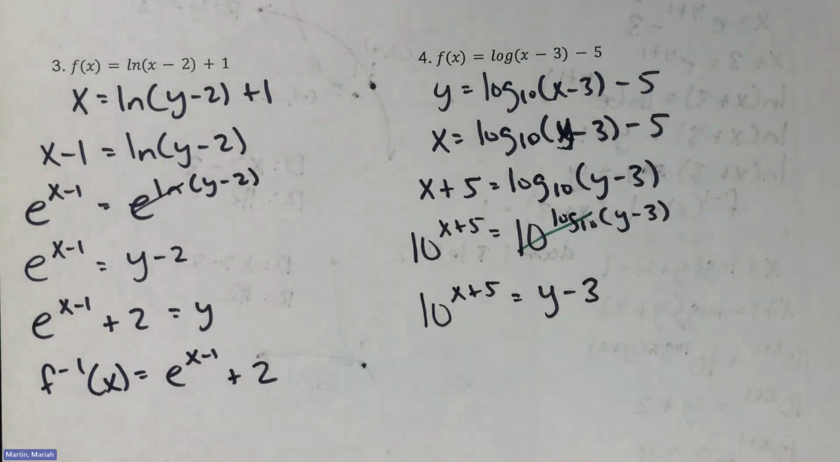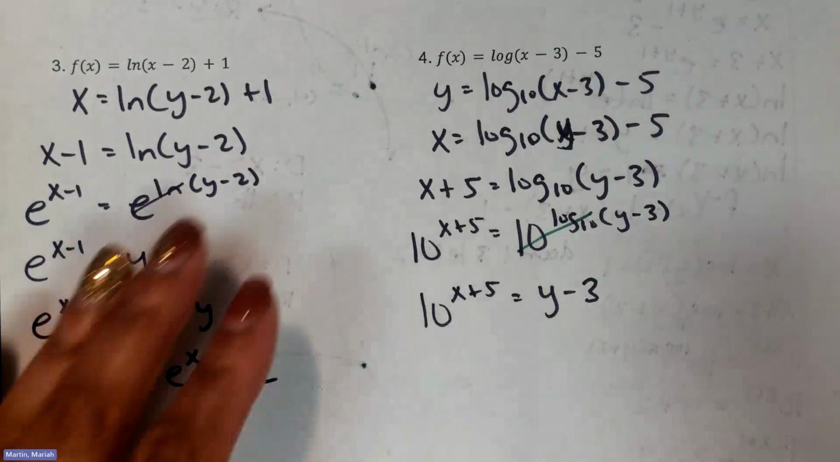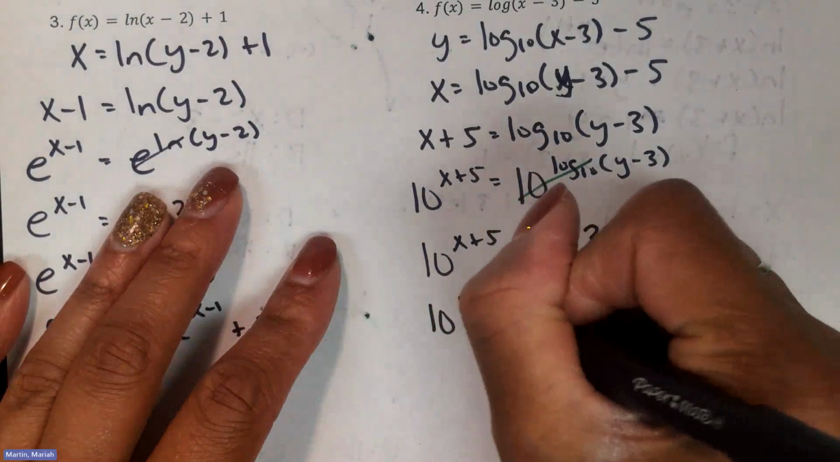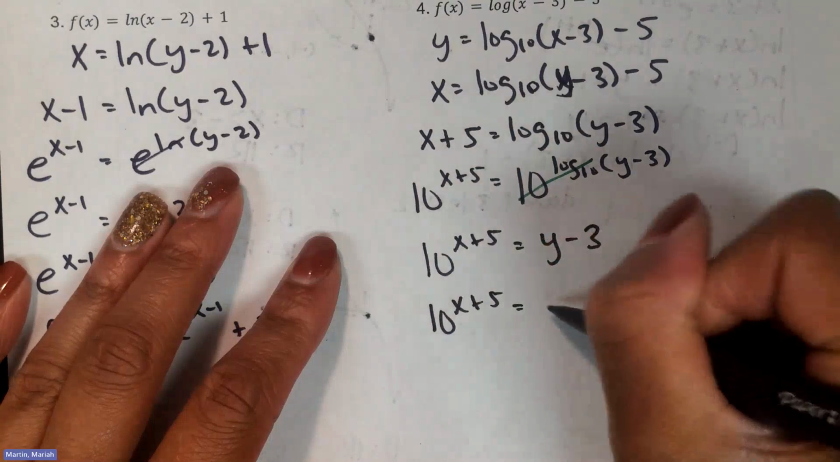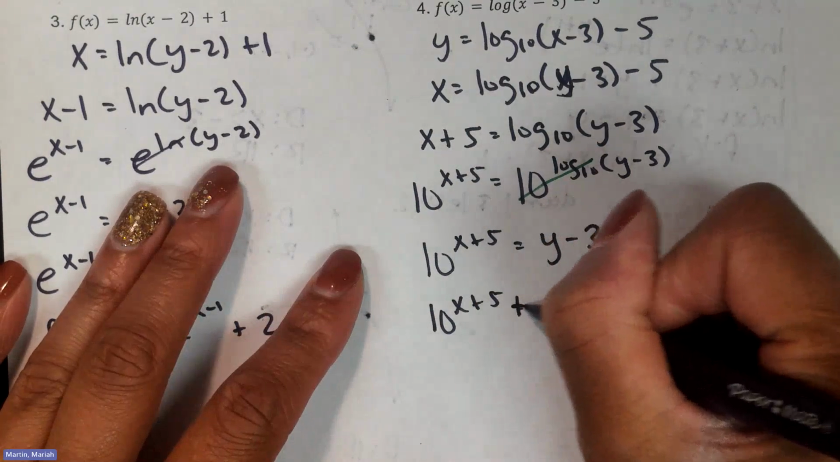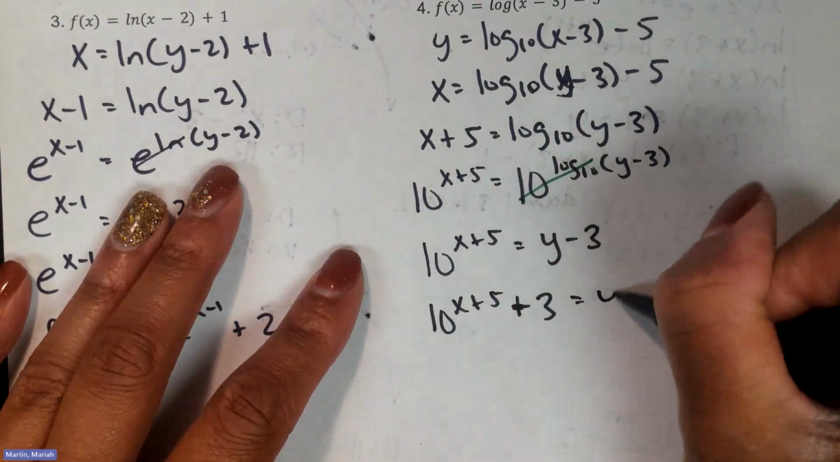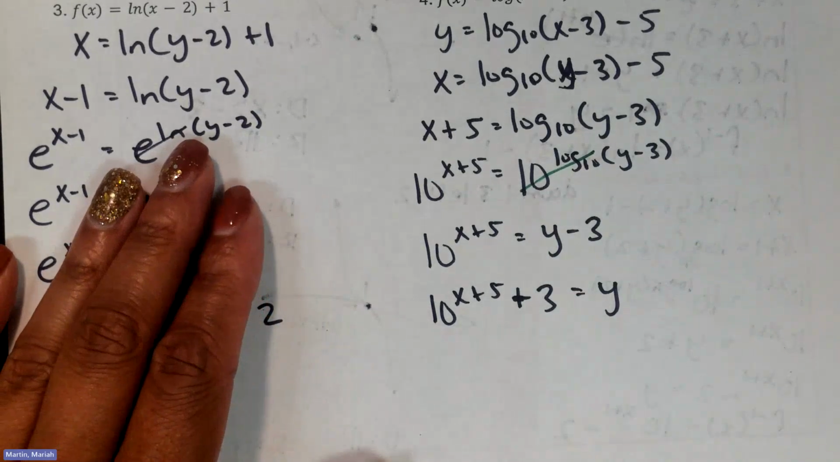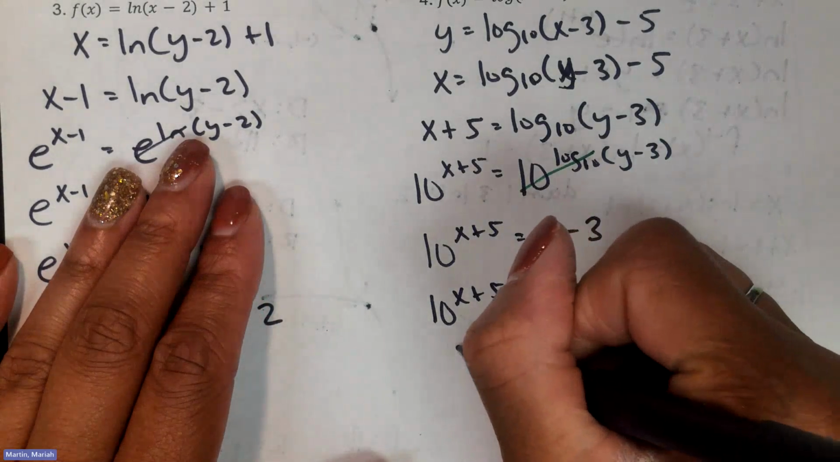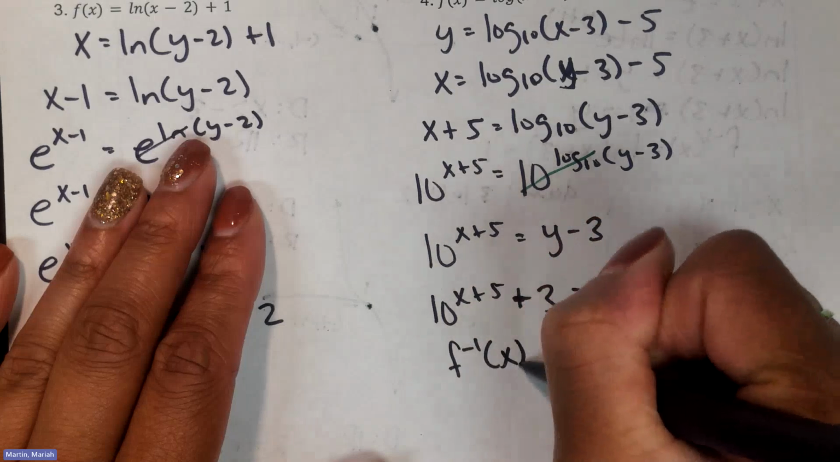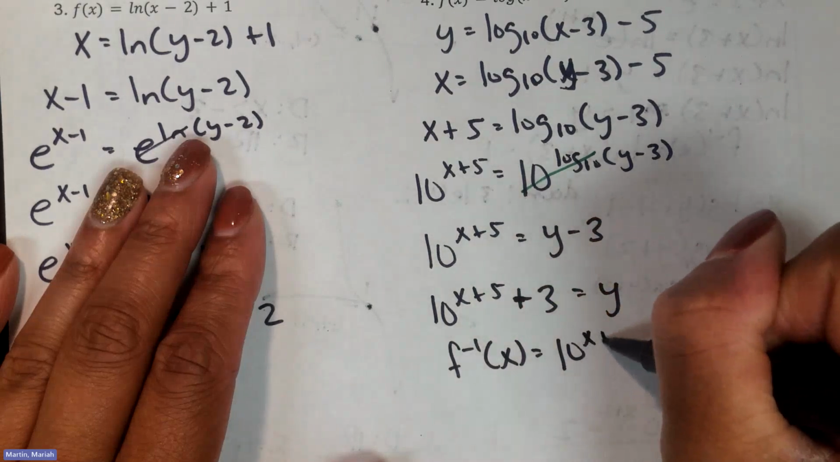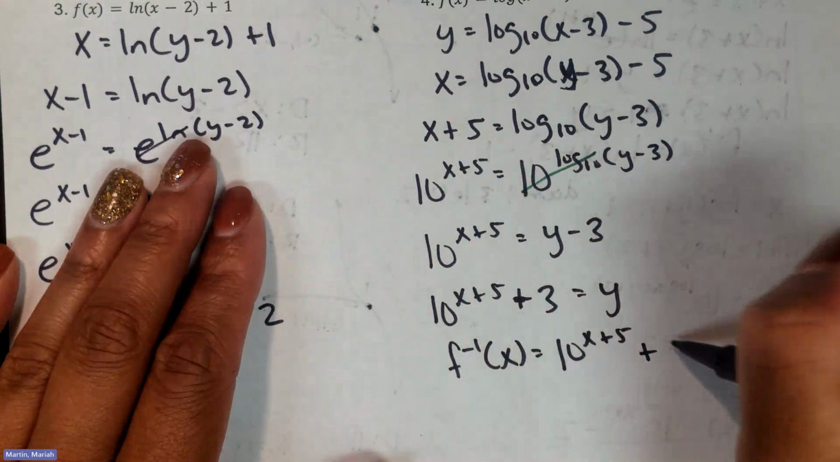And we're down to one step to get y by itself, and that is to add 3. And so now I can write my inverse: f inverse of x equals 10 to the x plus 5 plus 3.